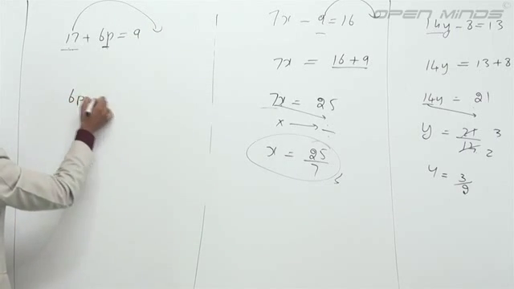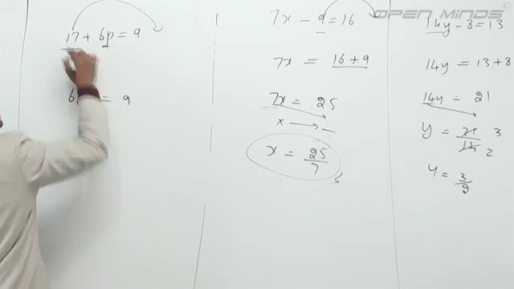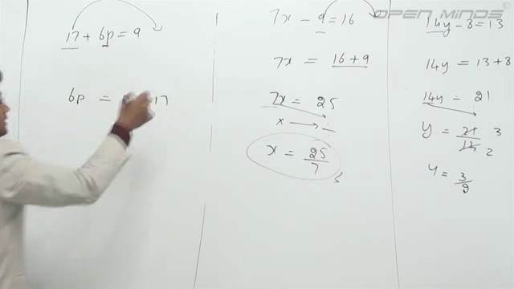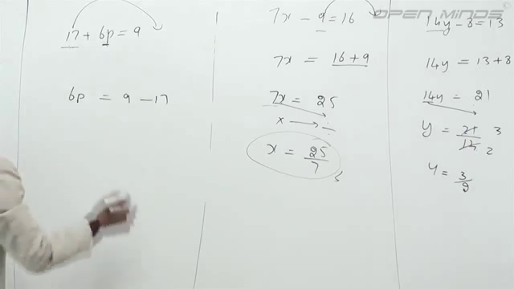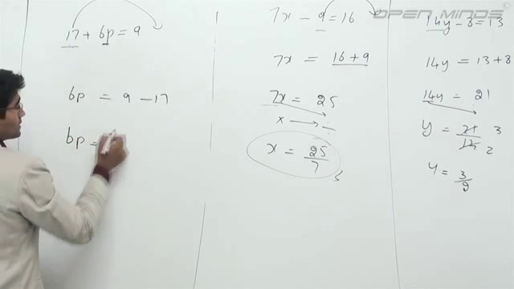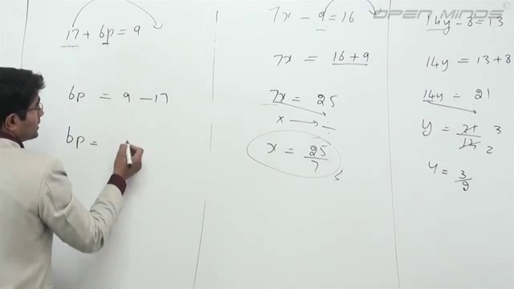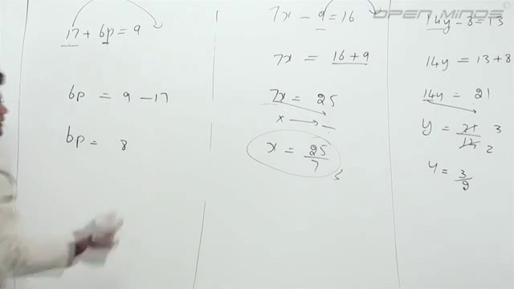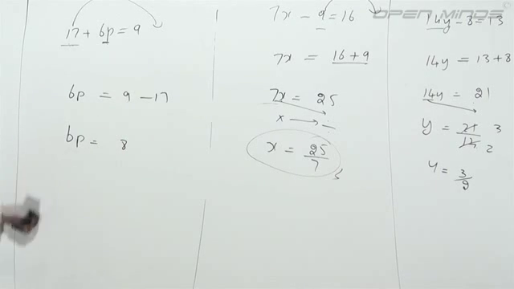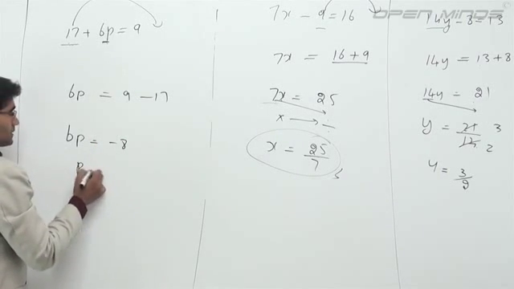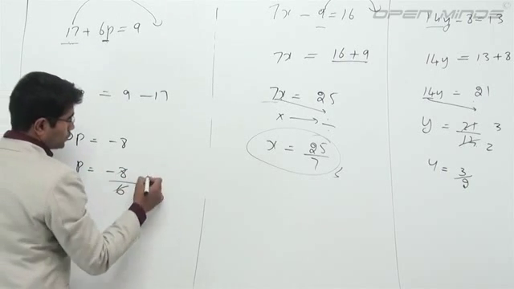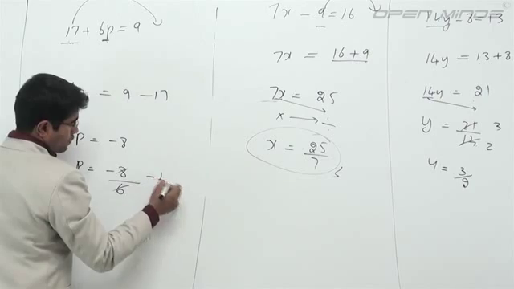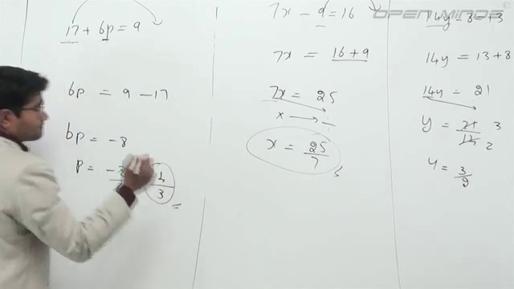It goes like 6p remains the same, this guy remains the same. 17 will go as minus 17. Why is that? Plus would go there as minus, we know this, right? That's a simple logic. So 6p goes as 9 minus 17, which would be simply minus 8, correct? Yeah. So now p is minus 8 by 6. If I cancel both of them with the number 2, it goes like minus 4 by 3. That's my answer. Very simple.